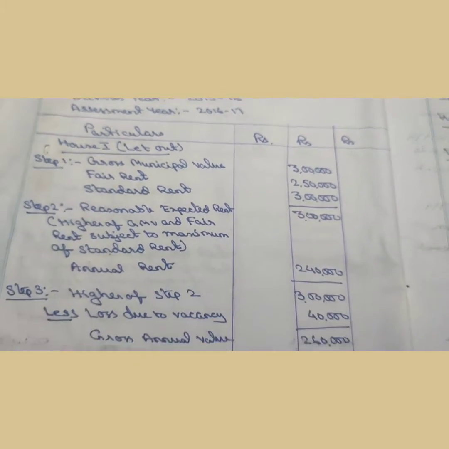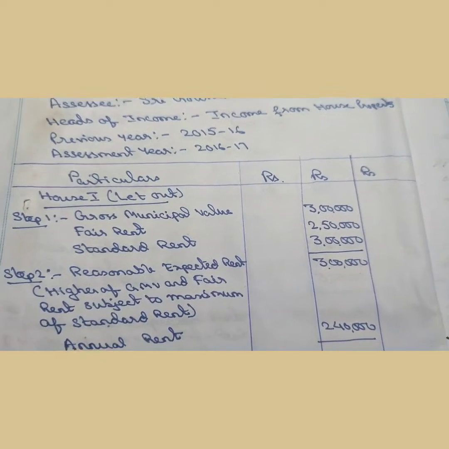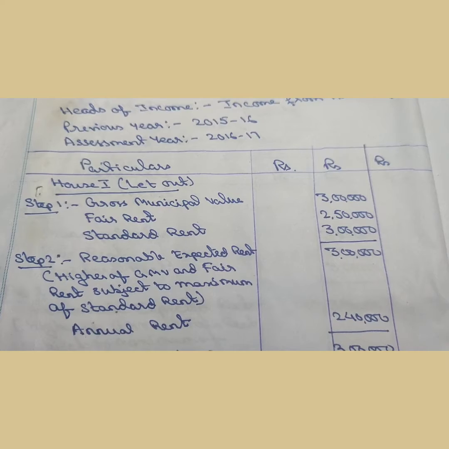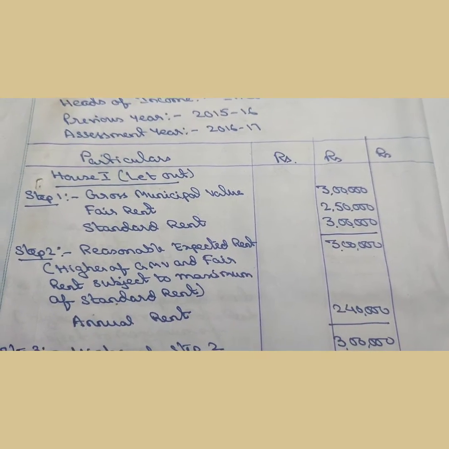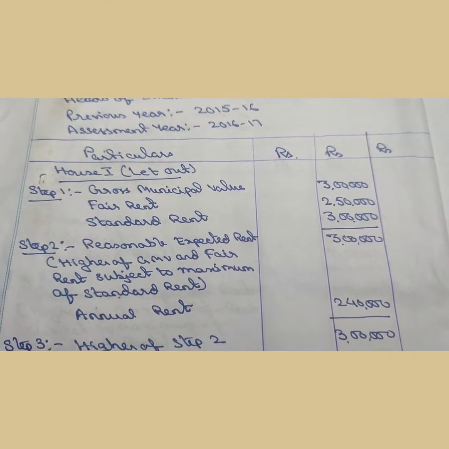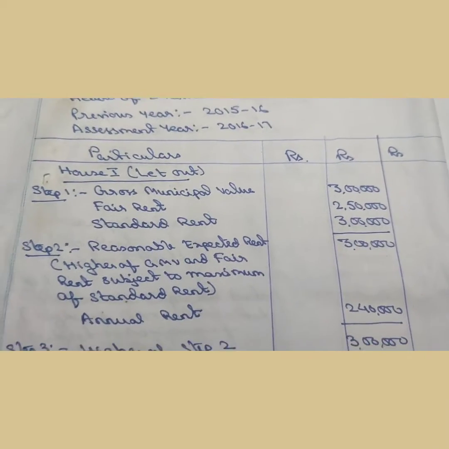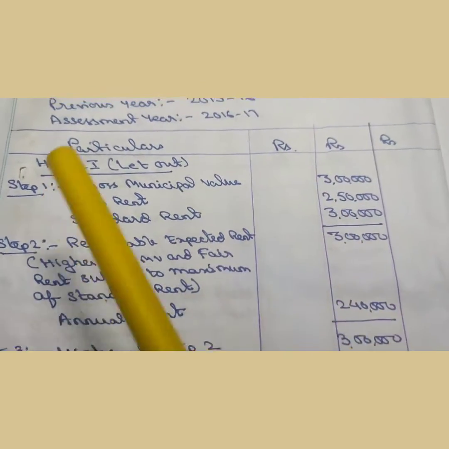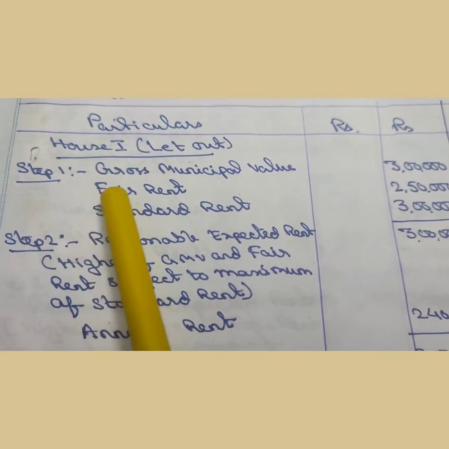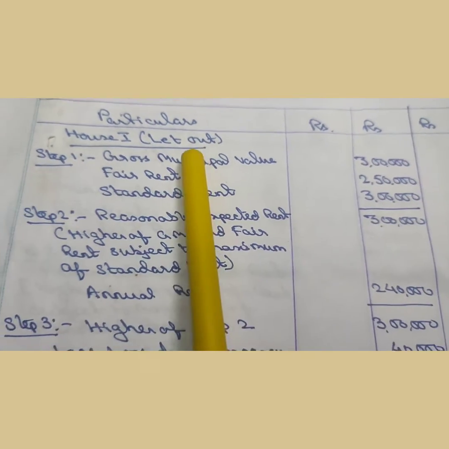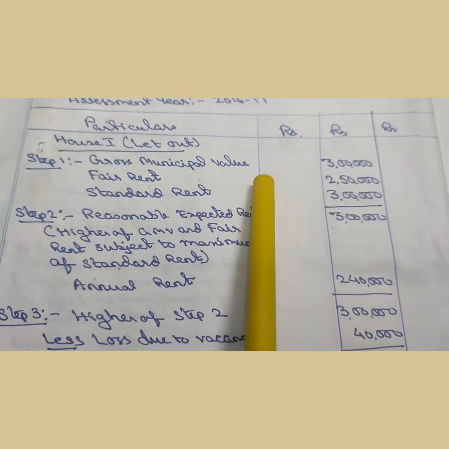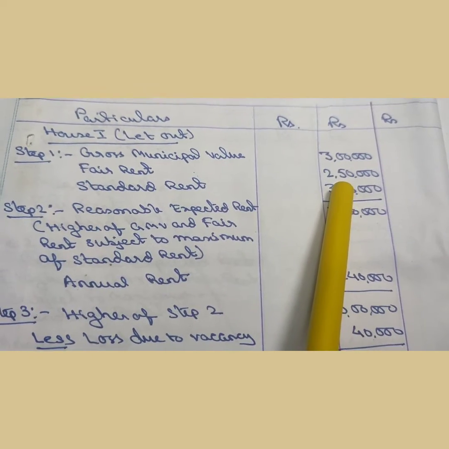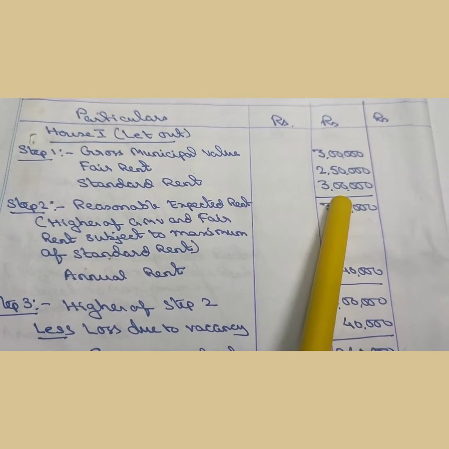In case of particulars, in the sums portion, there is 3 amount column. First house, that is house 1, that is let out as per given in the question. First we have to calculate gross annual value. For gross annual value, you know that there are 3 steps. In step 1, we have to compare these 3, that is gross municipal value given in the question 3 lakhs, fair rent given in the question rupees 2,50,000, and standard rent given in the question 3 lakh.